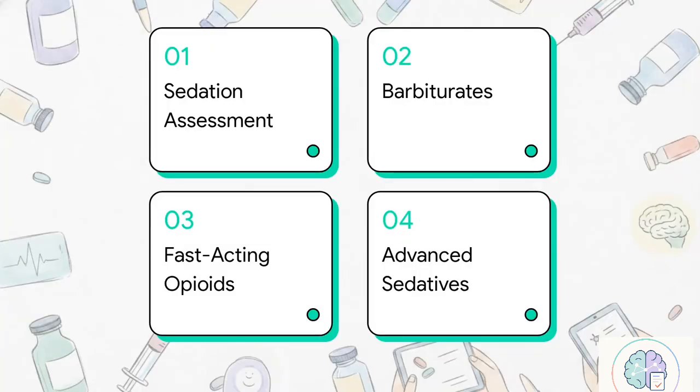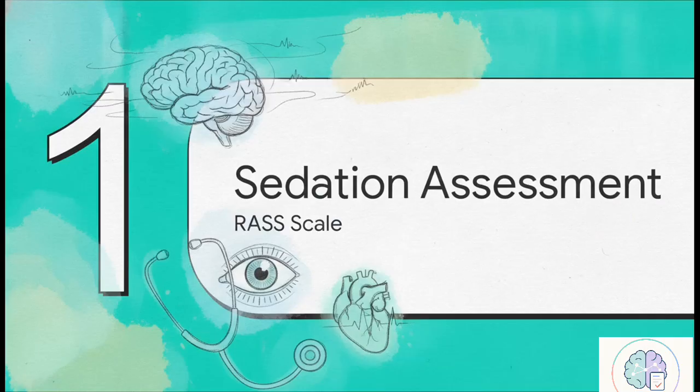Here's our game plan for today. First, sedation assessment, specifically looking at the RASS scale. Second, barbiturates and conscious sedation. Third, fast-acting opioids. And finally, number 4, advanced sedatives. All right, Section 1, Sedation Assessment.